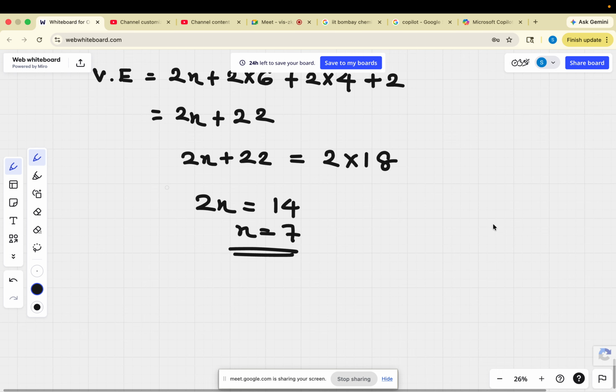So which metal it is? Manganese. Okay, 3d5 4s2. So you will have 7 electrons. Okay, clear? Any doubt? No doubt, sir.